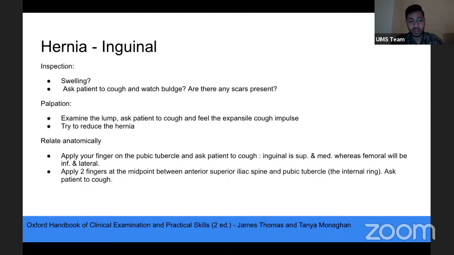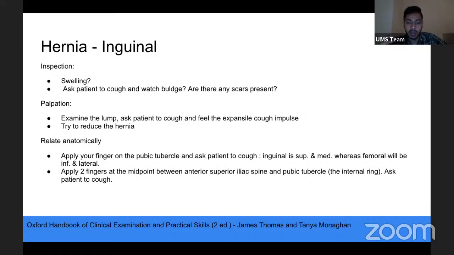Now, once we've identified whether it's a femoral or an inguinal hernia, then we need to figure out whether it's a direct hernia or an indirect hernia. So the way we identify this is we place two fingers at the midpoint between the anterior superior iliac spine and our pubic tubercle, at an angle. You might think, why do we angle it? That's because the inguinal ring is running along in that same angle.